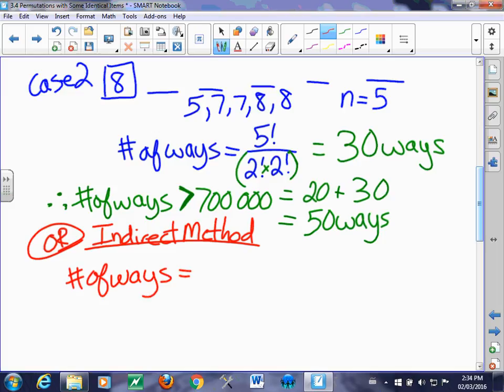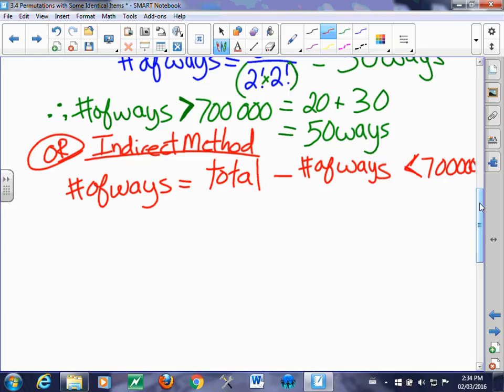Okay, so to do this, the number of ways equals the total, subtract the opposite. So it's the number of ways that it's less than 700,000. Okay, so how do we figure that out? So number of different ways. Just leave some room here. We'll fill this in here.